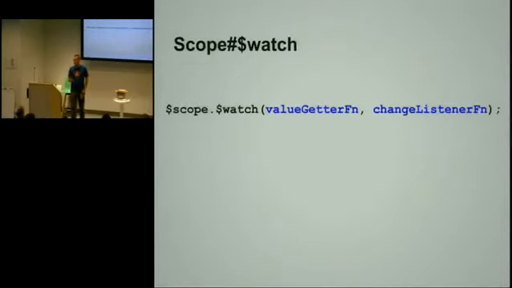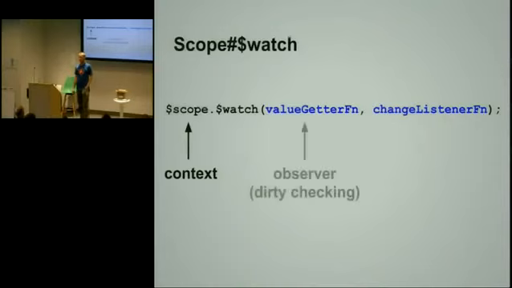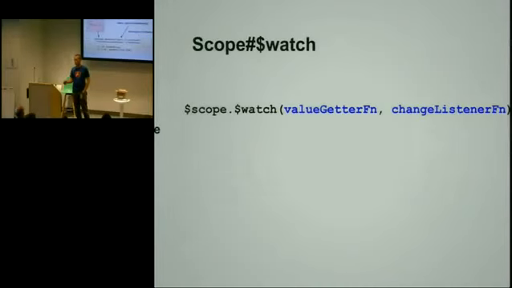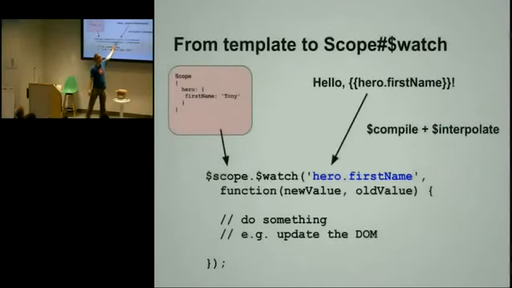Now the question is, what are the parts? We have the context, which is the scope. We have the observer. This is the function that will be called during the dirty checking phase during the life cycle of the application. So before we go there, this is the template. This is the expression, and the expression is actually passed into what we call a parse service, and the parse service will compile the expression and will return a function.